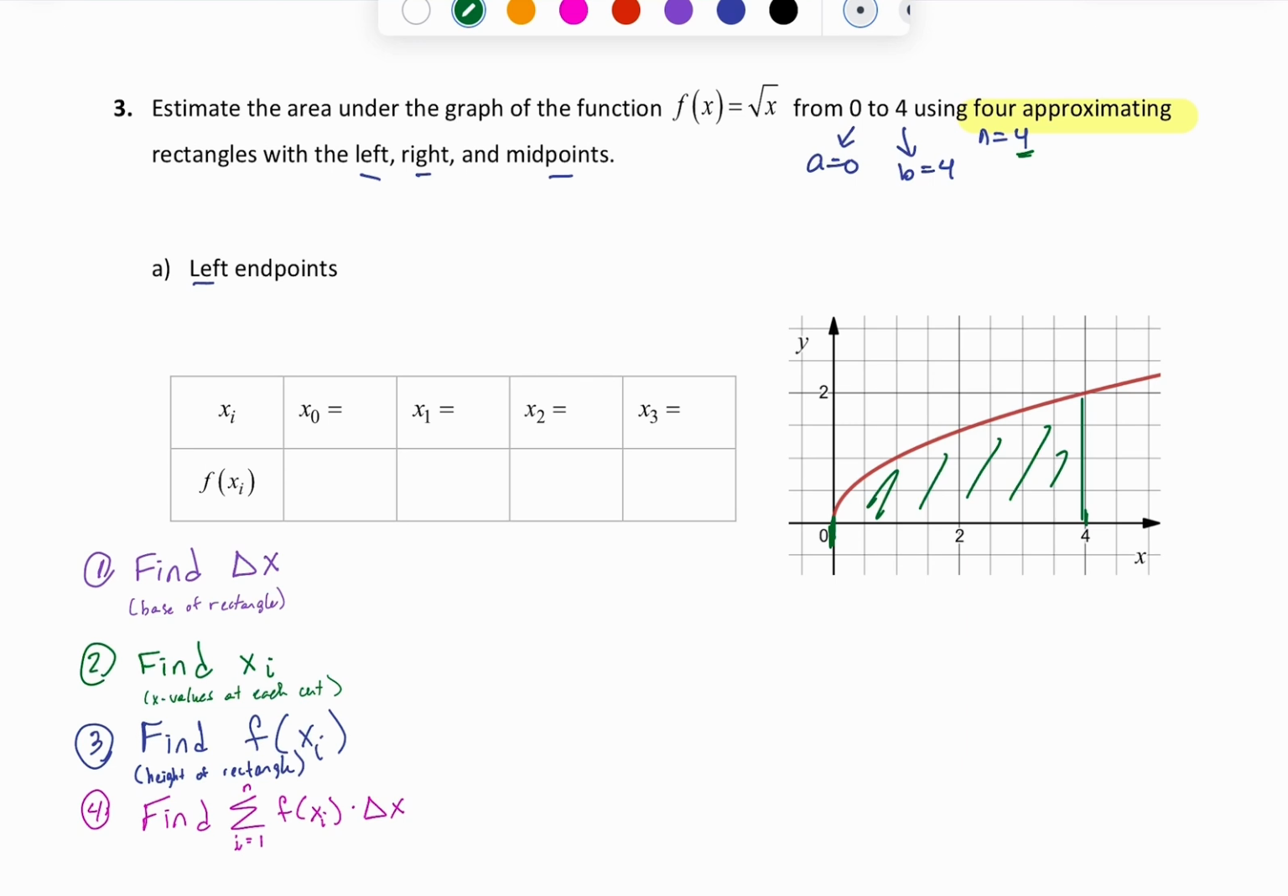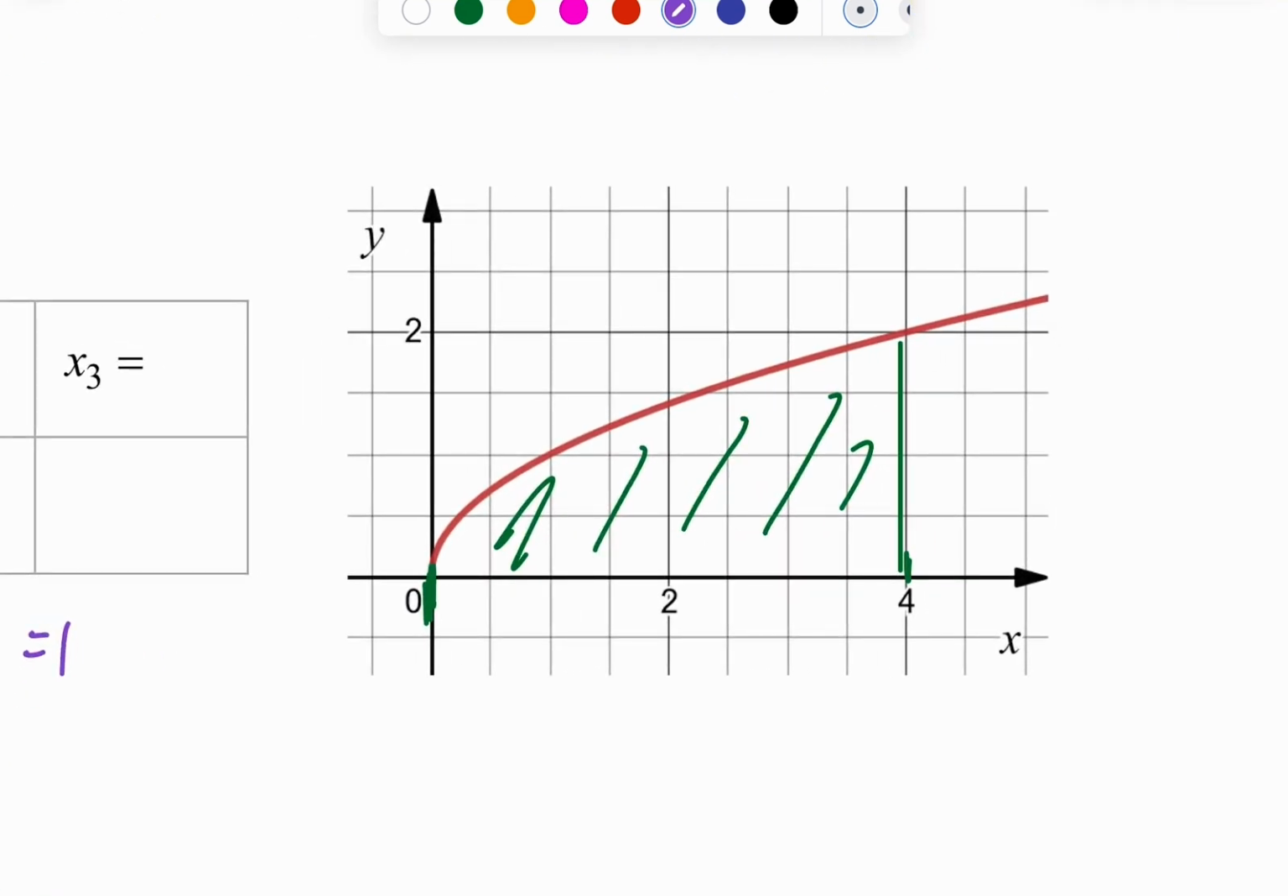So that means my delta x, that's the width of each rectangle, is b minus a over n, which b is 4, a is 0, divided by the number of rectangles, which is 4. So 4 over 4 equals 1. So the width of each rectangle is going to be 1 unit. So I'll mark my little rectangles here. So this is my delta x right here, and then I have another delta x here, and so on.